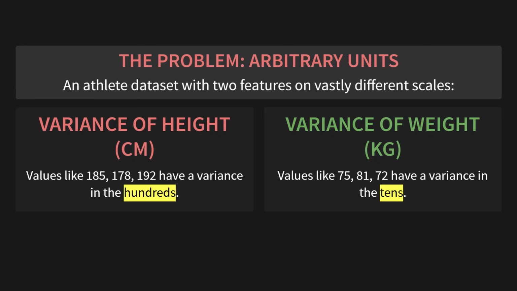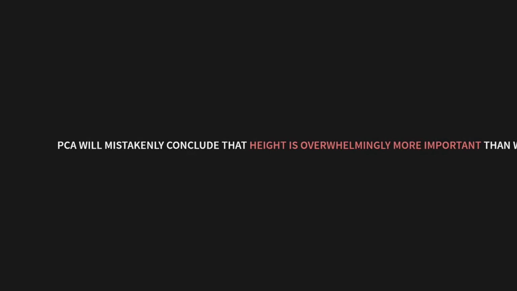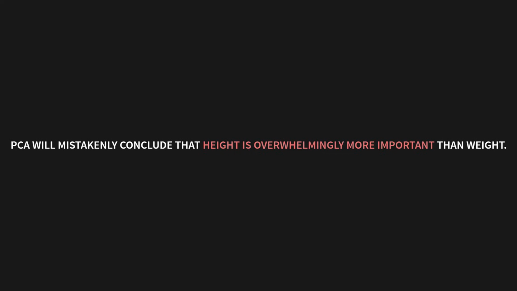And what's the one thing we know about PCA? It is obsessed with variance. That's all it cares about. So PCA is going to look at these numbers and mistakenly conclude that height is overwhelmingly more important than weight. Not because it's a better predictor of anything, but simply because we measured it in centimeters.